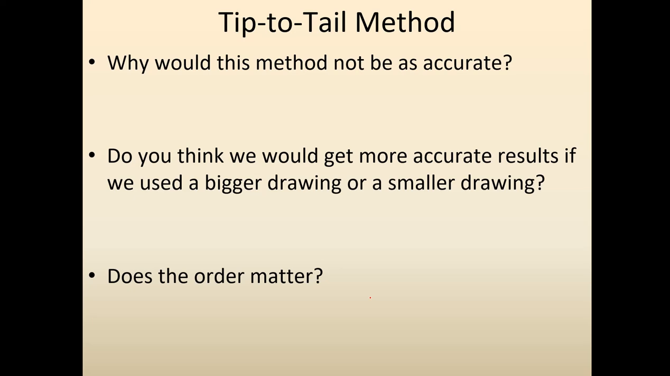Now, for the first one, why would this method not be accurate? Well, there's a ton of reasons. First, people make mistakes when measuring with rulers. Sometimes, especially if the arrow is fairly small on the ruler, it's very easy to misread a millimeter or two here or there.